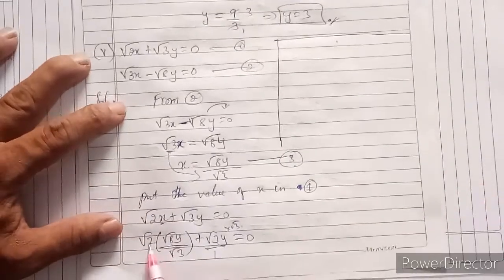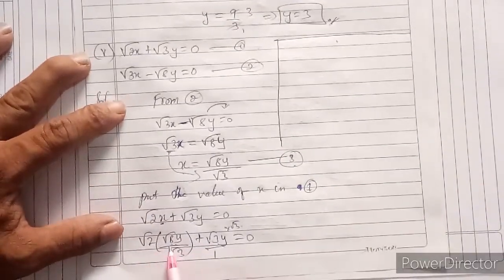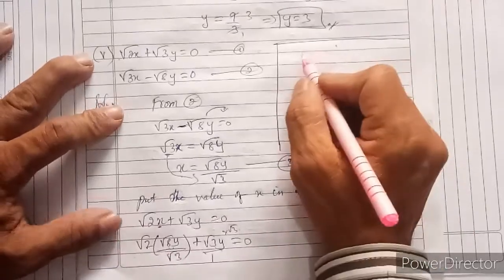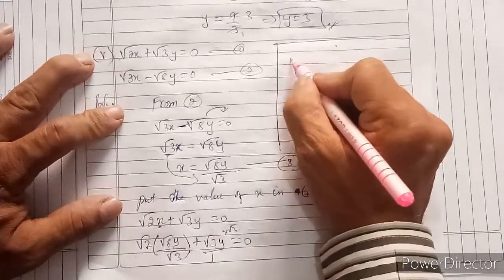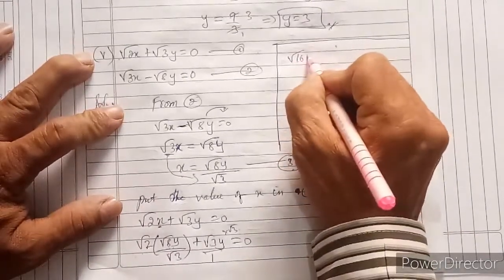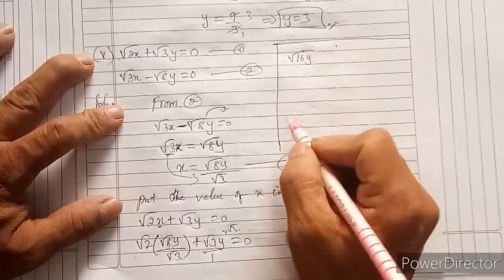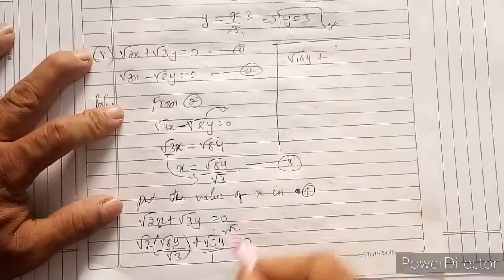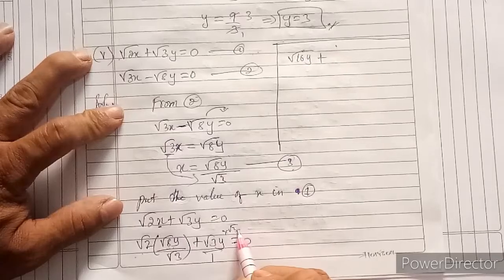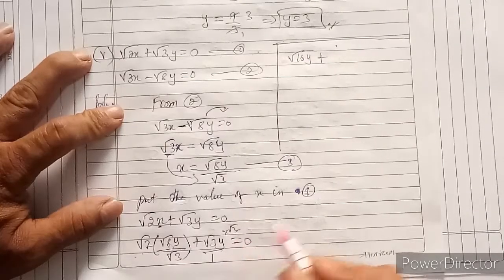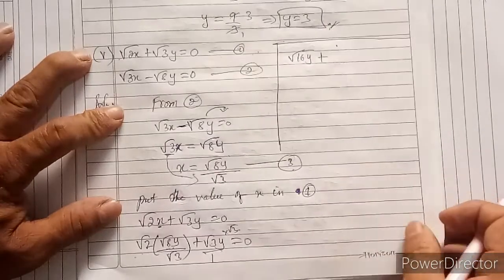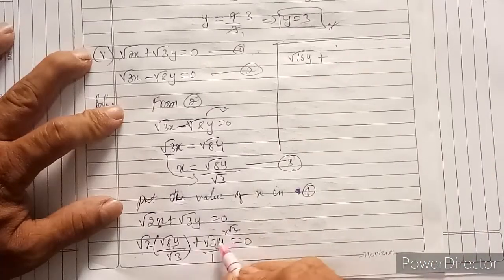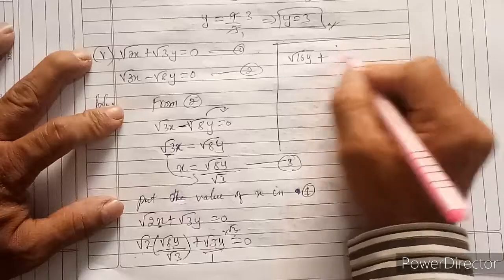Here, root 2 into root 8, that is root 16. Plus root 3 into root 3, what? Only 3, because I already taught you that root 3 into root 3. See, the root 3 LCM part is going this side. Root 3 into root 3, how many times? Root 3 two times.